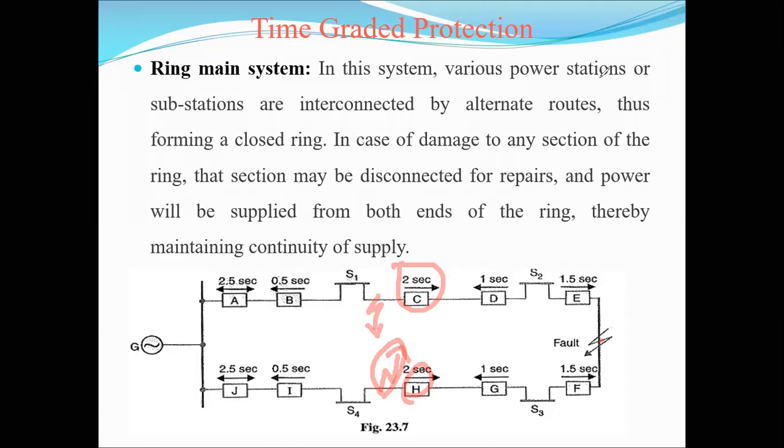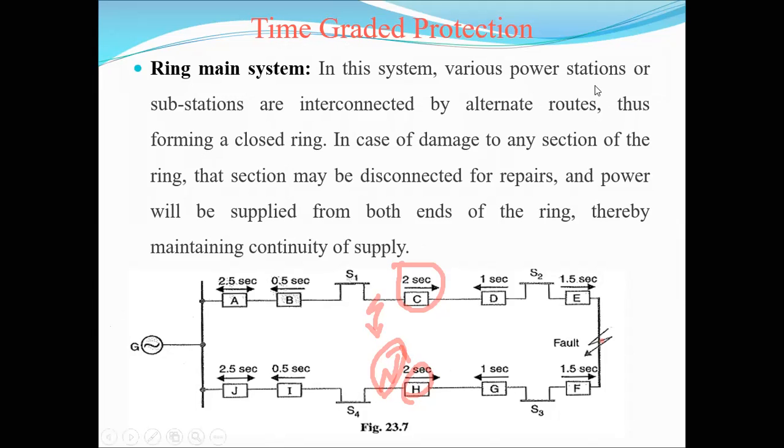Next, the last one is the ring main distribution system. Ring main means the supply is connected from the generating station to the substations like a ring. That's why it is called the ring main system.